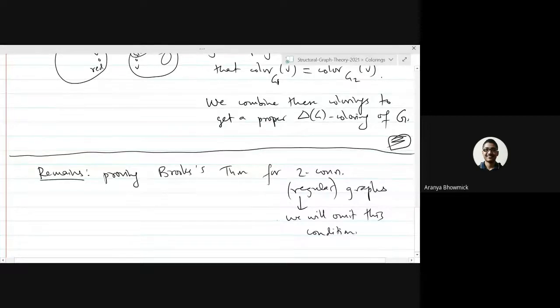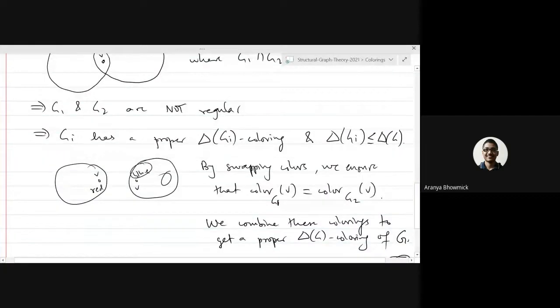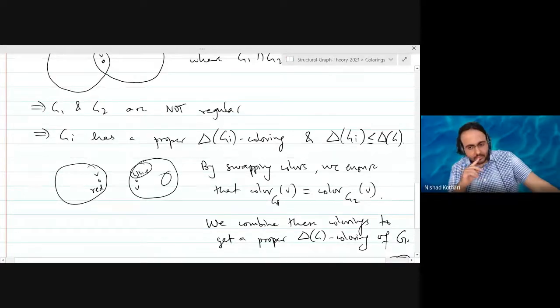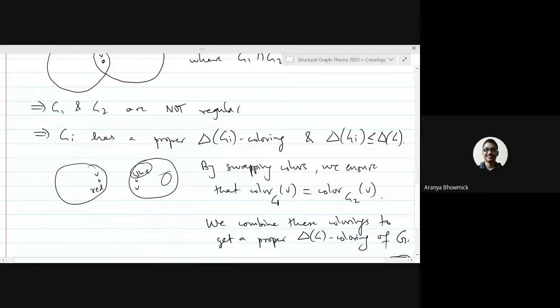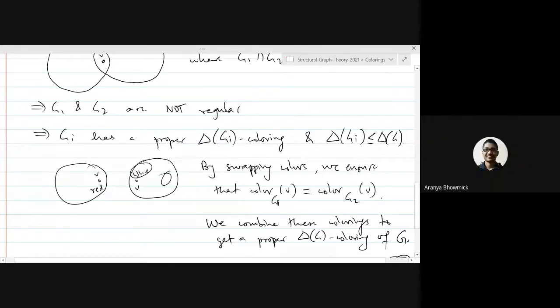In the previous proof, G1 has a proper delta G1 coloring, and G2 has a proper delta G2 coloring. So can we say that G will have a proper coloring with max of delta G1, delta G2 colors? Yes, because we are essentially swapping the color at the vertex V. You can take the max, but what we wanted is at most delta G, so we put the bound.